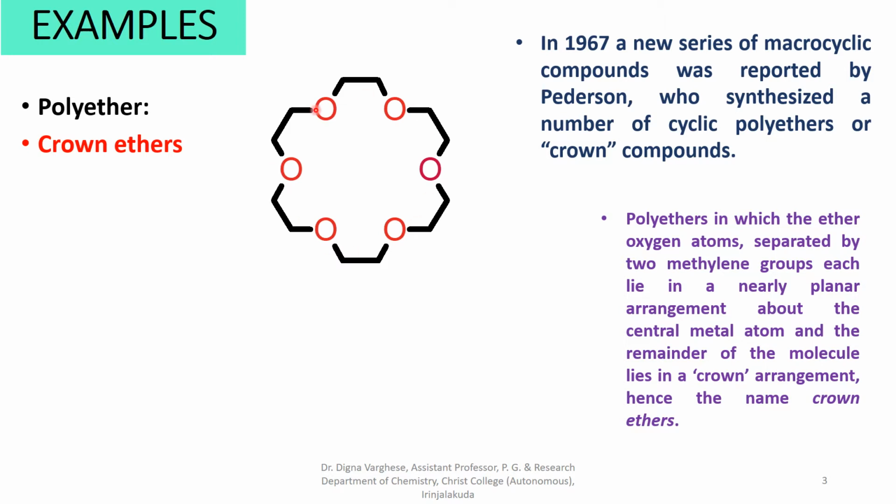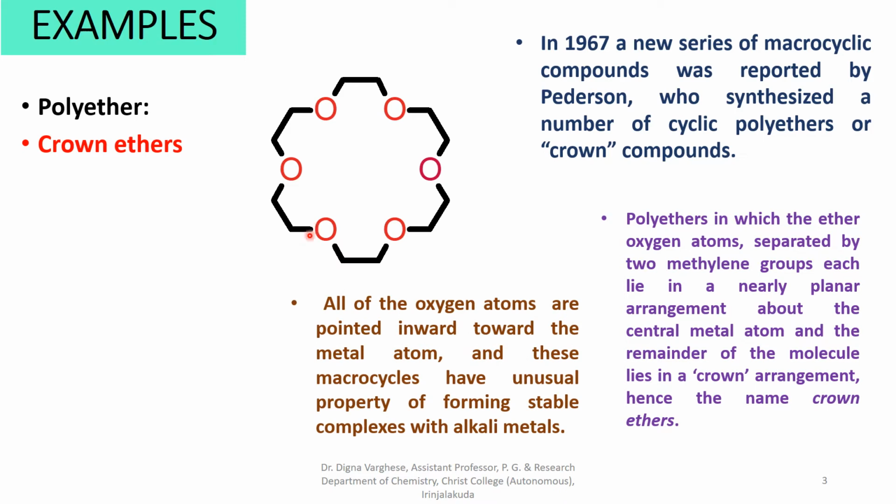Polyethers in which the ether oxygen atoms are separated by two methylene groups each lie in a nearly planar arrangement about the central metal atom. Here the central metal atom is present, and the remainder of the molecule lies in a crown arrangement. Hence the name crown ethers. All of the oxygen atoms are pointed inward toward the metal atom.